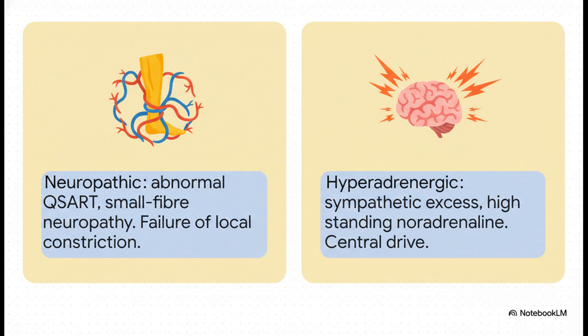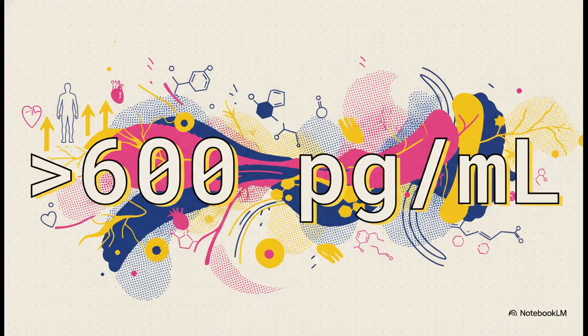So just take a second to notice the contrast here. It's really a tale of 2 entirely different failures causing the exact same rapid heart rate. Right? Neuropathic POTS is a failure of local constriction, something you'd often confirm with small fiber neuropathy on a skin biopsy or an abnormal QSART test. Hyperadrenergic POTS, on the other hand, is a massive excess of central sympathetic drive, which presents with a highly elevated noradrenaline response. So the million-dollar question: how do we actually prove this biochemically?